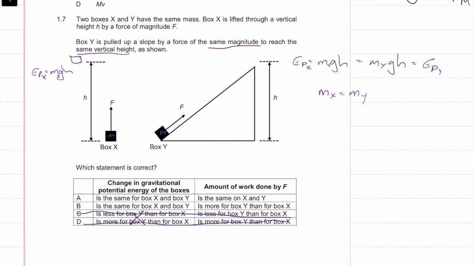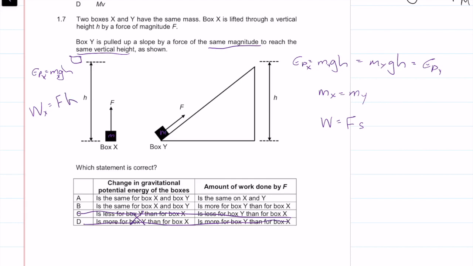Okay, now we need to deal with the amount of work done. The amount of work done, or work, is equal to our force times our distance, right? So the work for X is equal to the force, which is the same, times the distance, which is h. So h.